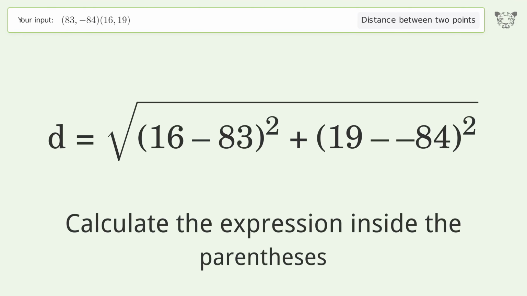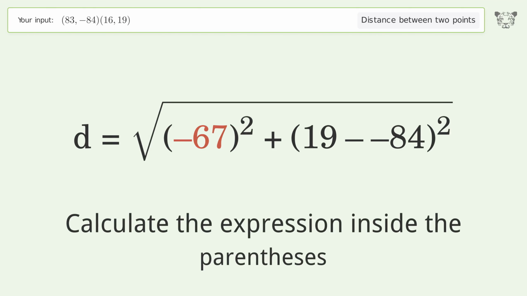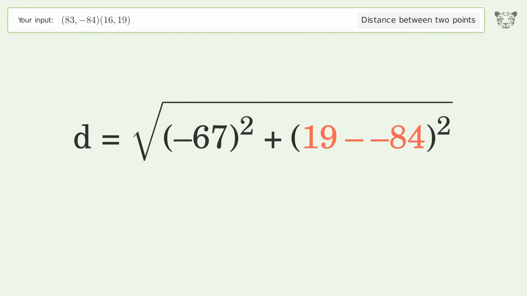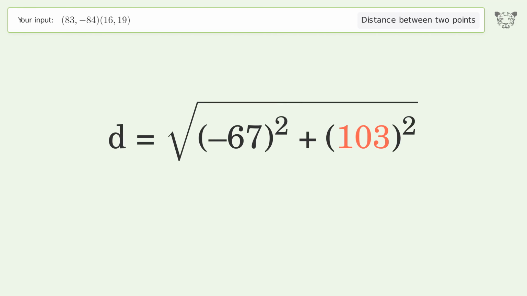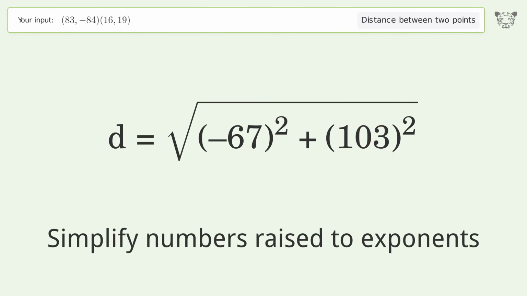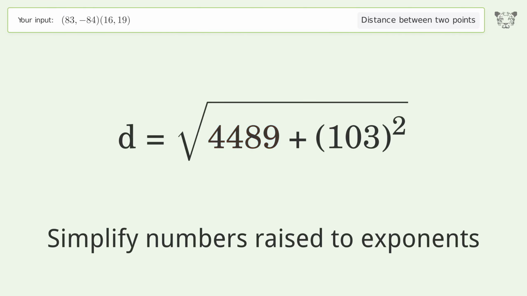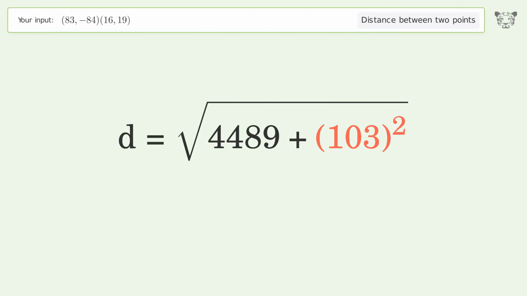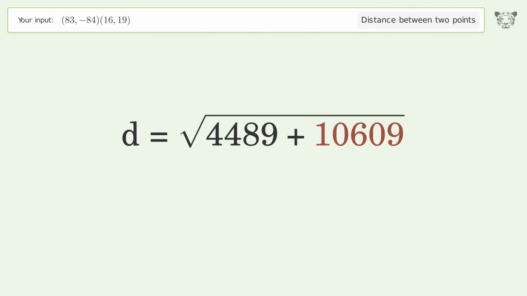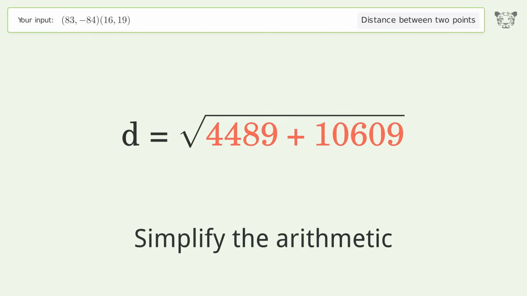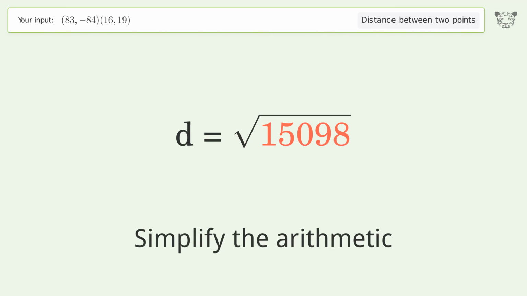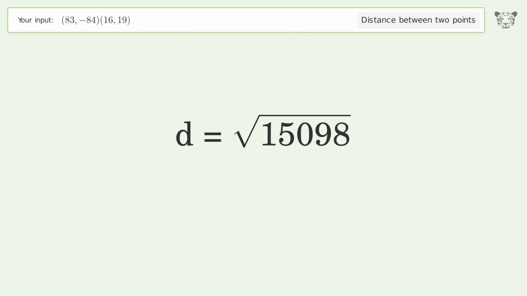Calculate the expression inside the parentheses. Simplify numbers raised to exponents. Simplify the arithmetic. And so the distance between the two points is the square root of 15,098, or 122.874.